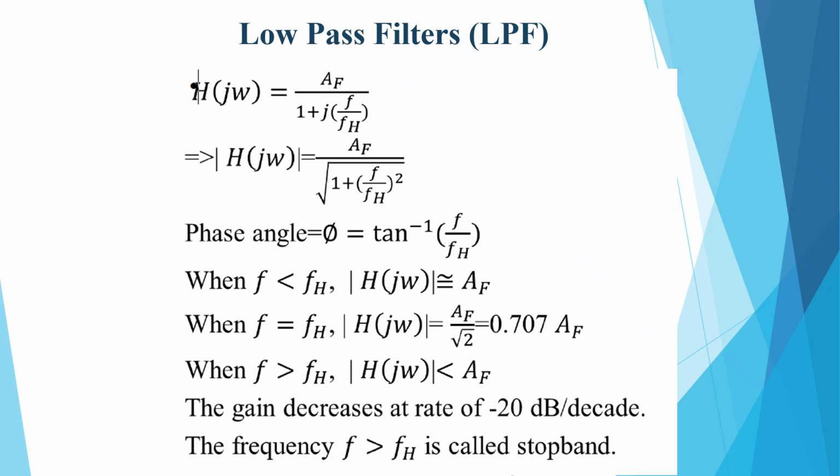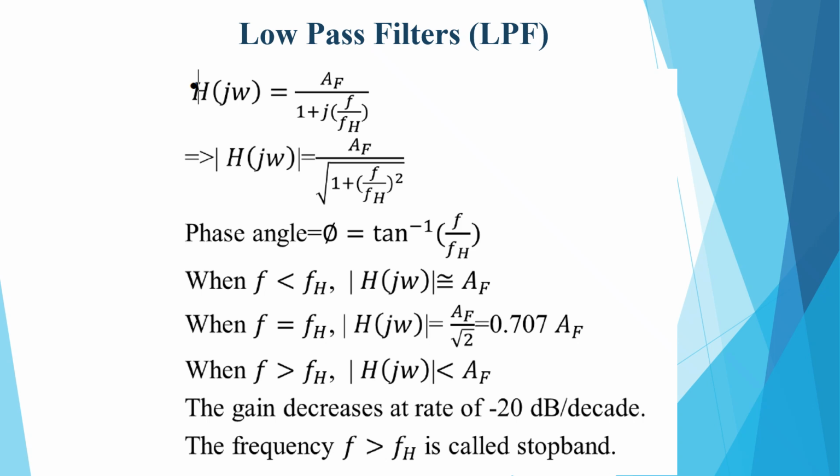The magnitude response is given as |H(jω)| = AF / √(1 + (f/fH)²). This shows how output gain changes with frequency. The phase angle is given as φ = tan⁻¹(f/fH). It represents the phase shift between the input and the output signals. The condition at different frequencies.